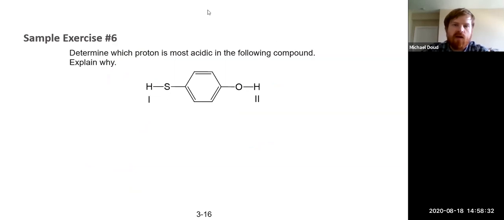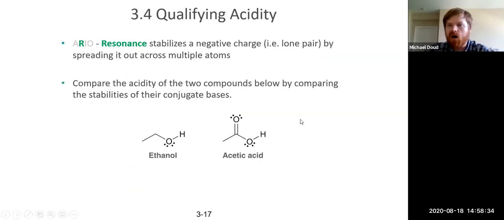Okay, so let's carry on. Next up, R stands for resonance. Remember that resonance is going to stabilize a lone pair because it spreads it out across multiple atoms. This is what we talked about in chapter 2 with the different forms of resonance. By spreading out these electrons over multiple nuclei, they become more stable. So for example, if we take a look at ethanol versus acetic acid, these are both acidic compounds. They have protons that they can donate. However, one is going to be much more acidic than the other.